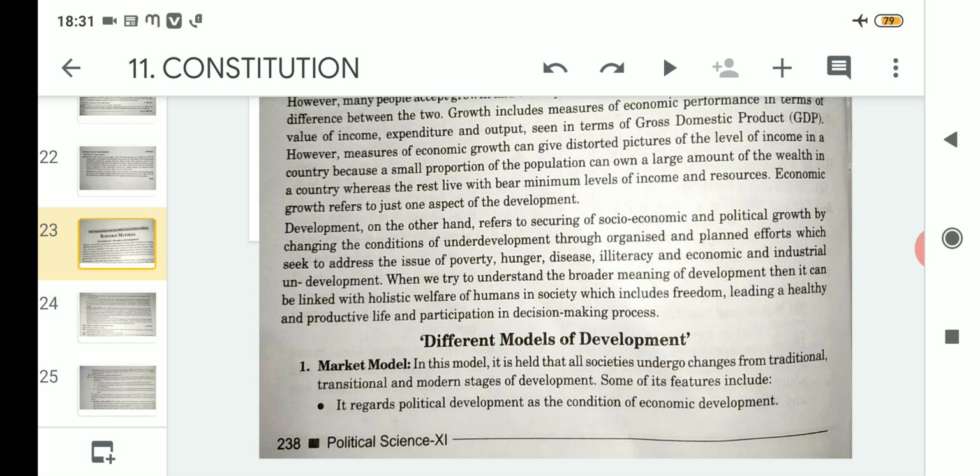Earlier, if the market was traditional, now we can see that it has become a more modern type of market, and that can be related to the stages of development that have changed with time. So some of its features include: number one, it regards political development as the condition of economic development. If there is political development, it regards this as essential for economic development. Whatever economic development is going on, it regards it as due to political development.